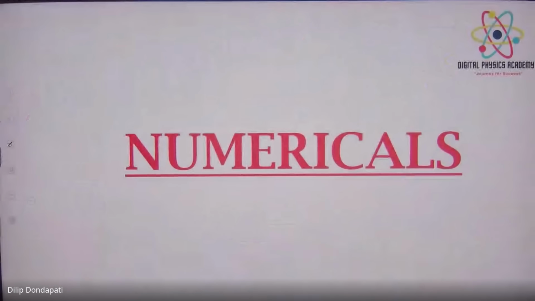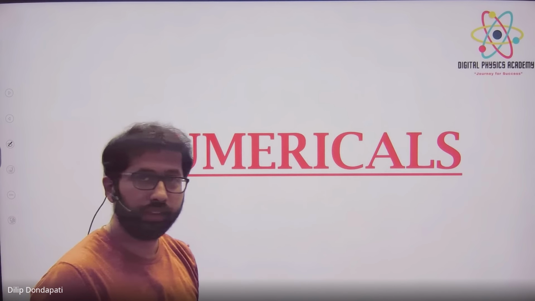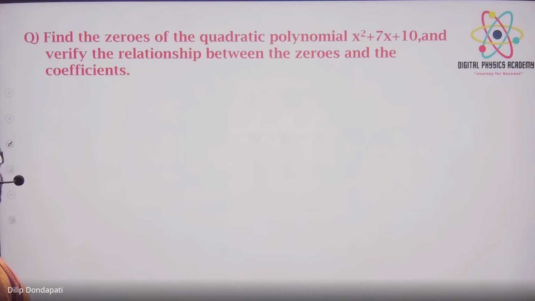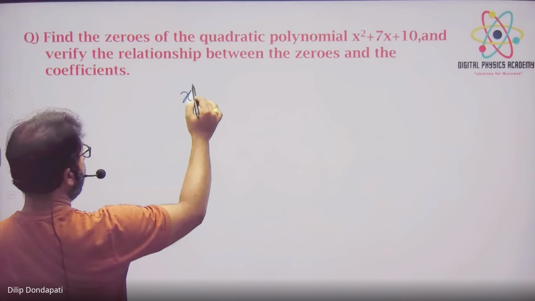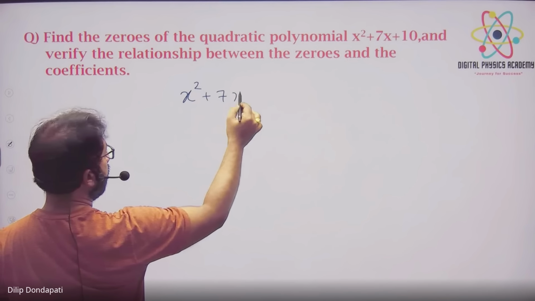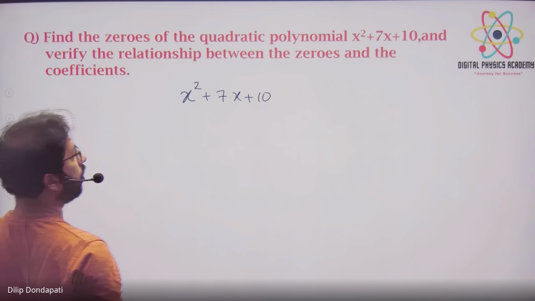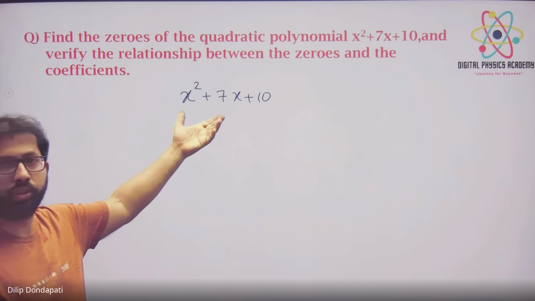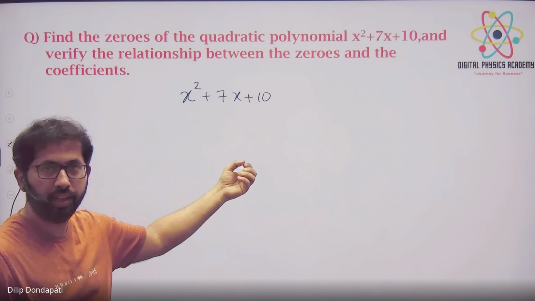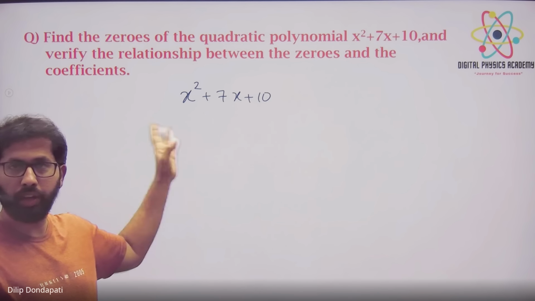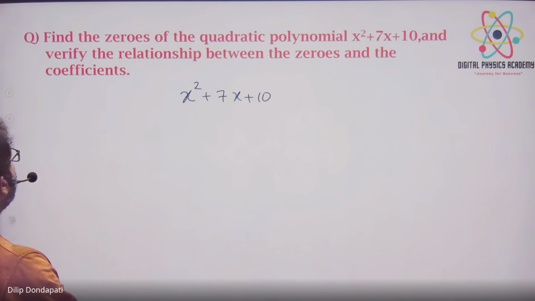तो इस न्यूमेरिकल स्टार्ट करेंगे. ओके, find the zeros of a quadratic polynomial. The given is x square plus 7x plus 10. इसका zeros find करो बोल रहे. Zeros means how to find zeros? Just splitting middle करके 2 zeros you try to find. Okay. After that, verify the relationship between zeros and coefficients.